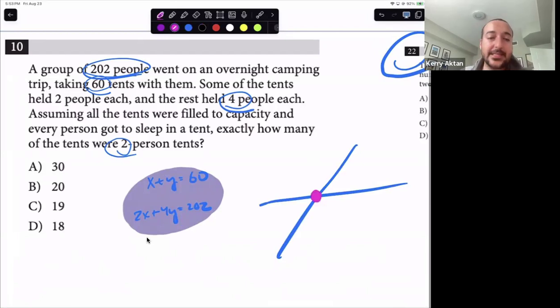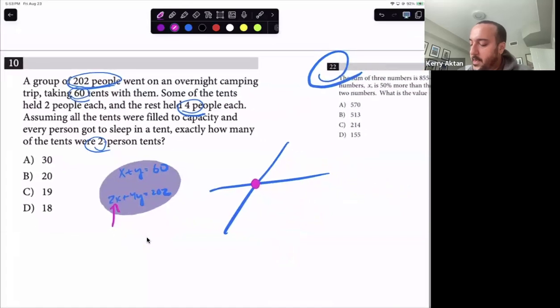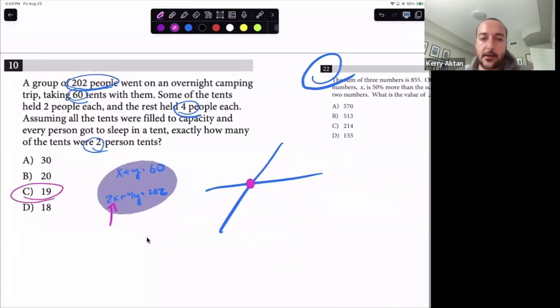But you guys are actually still getting that wrong even with that, because y'all are giving me the answer for the four-person tents. Be careful. Which one is X? Which one is Y? You have to be careful with which variable you choose there. But yeah, the answer comes out to 19 here.